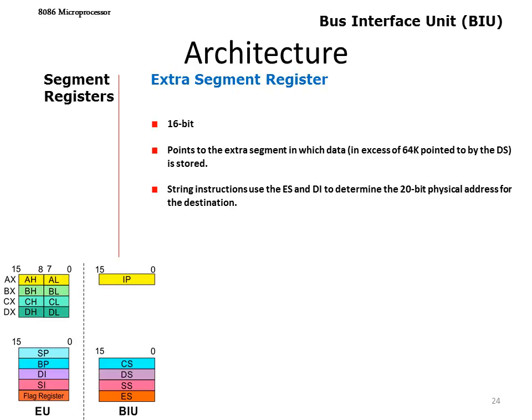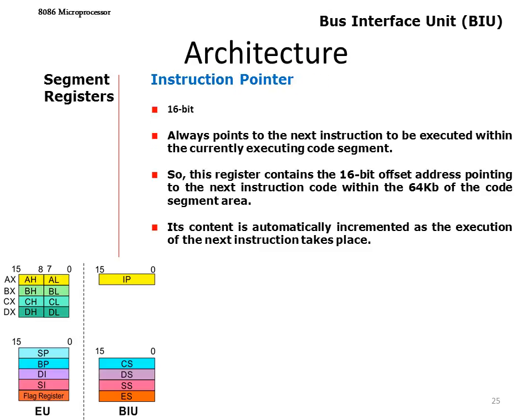String instructions use the extra segment and destination index to determine the 20-bit physical address. Instruction pointer is a 16-bit register which always points to the next instruction to be executed within the currently executing code segment. In general, the instruction pointer cannot be used as a general purpose register while programming, and it is generally referred to as the program counter.